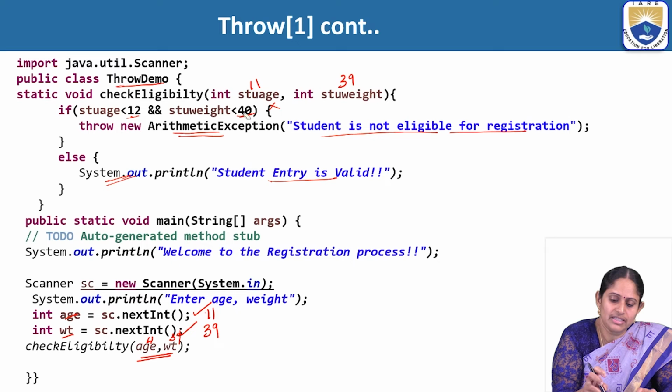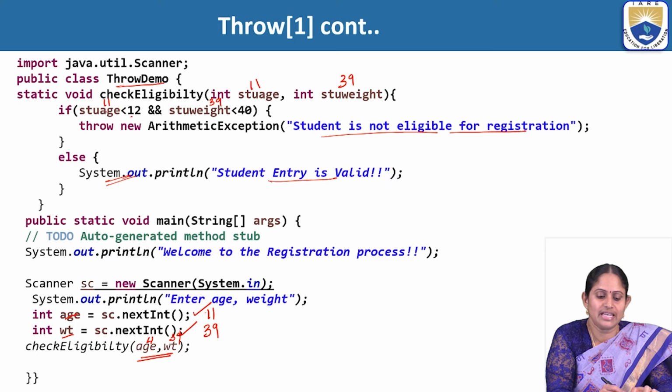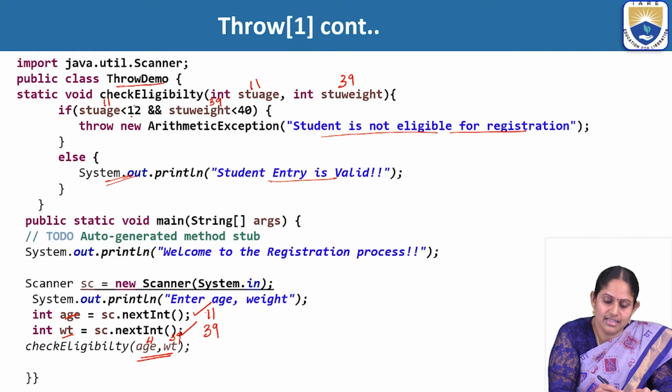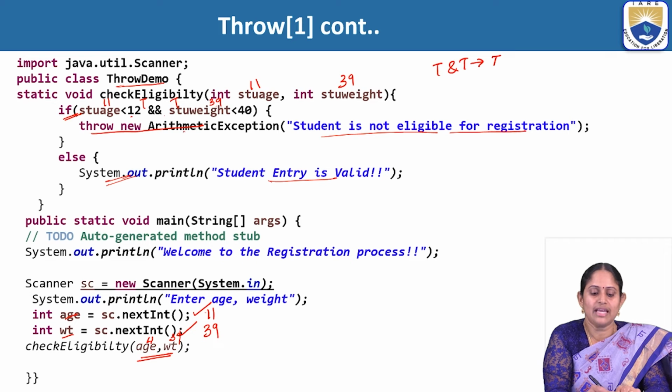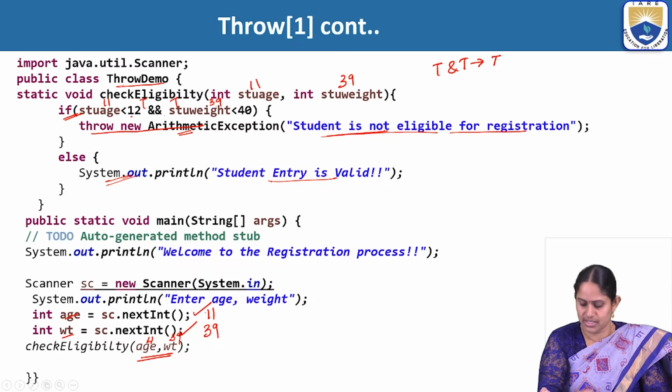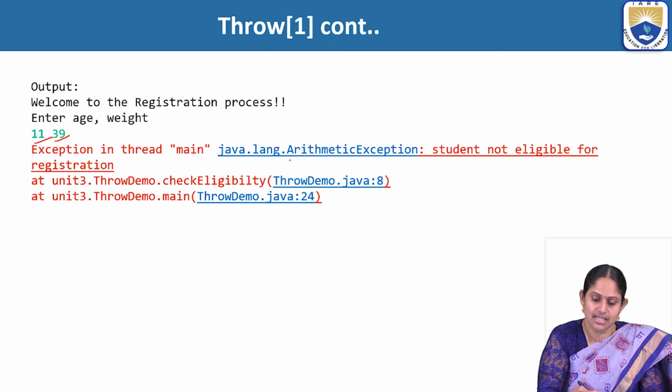What will it do inside the if block? It is checking whether 11 is less than 12 and 39 is less than 40. 11 is less than 12, which is true. And 39 less than 40 is also true. So true and true gives true. So this statement is true, and it will come inside this if block and throw an arithmetic exception stating that student is not eligible for registration. So here we get, we entered the values.